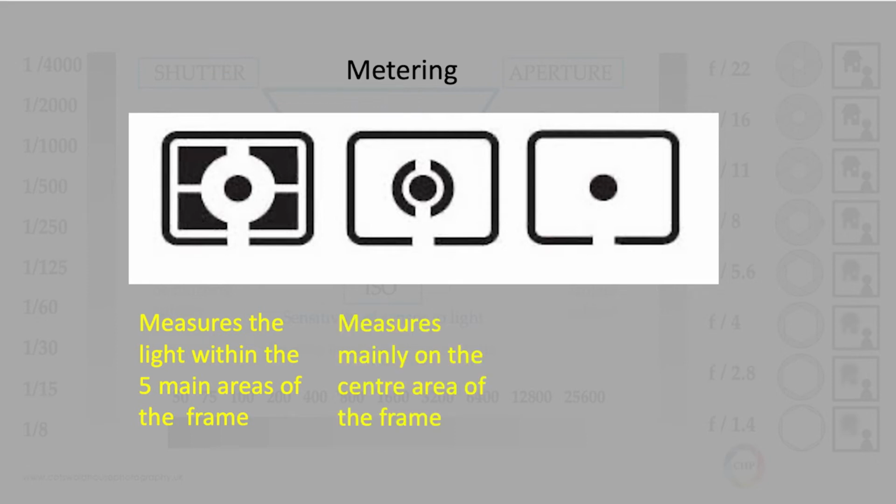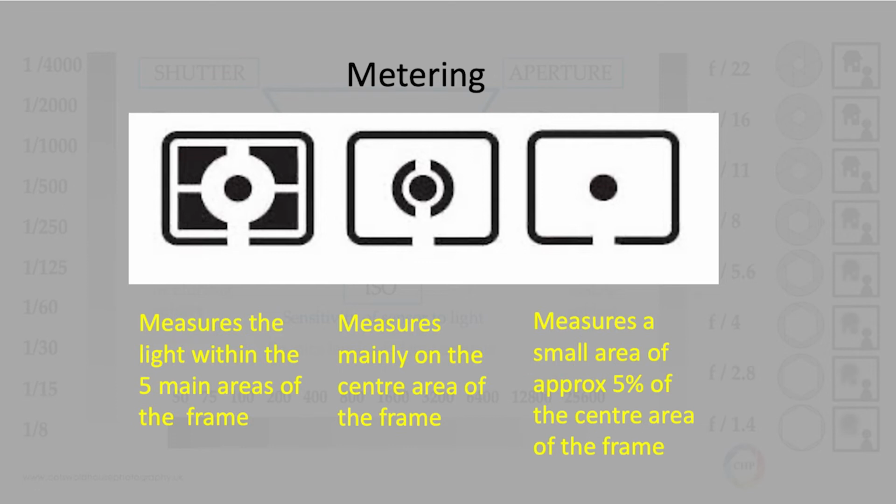The second mode is called center weighted, typically universally known as center weighted. This mode measures the light of the entire frame, but gives more weight to the area towards the center of the frame. The third mode for metering is called spot metering, and it meters the light mainly around a very small area of the frame, typically the center, which measures around just 5% of the entire frame.